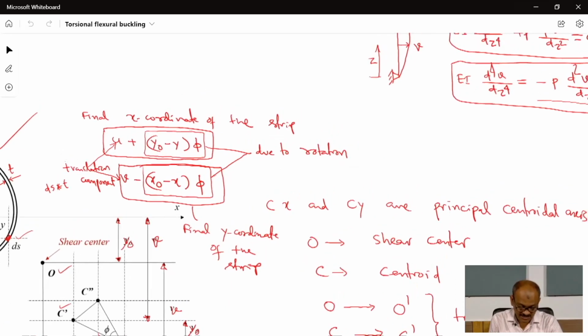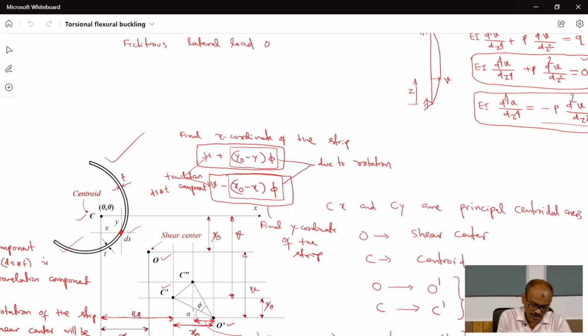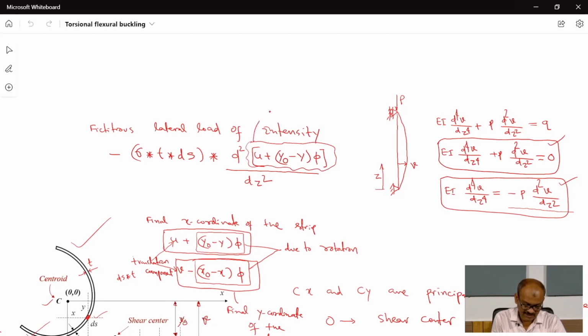And by seeing this x coordinate and y coordinate, we can write the fictitious lateral load of intensity minus sigma into t into ds multiplied by P into d square of u plus y naught minus y into phi, divided by dz square. This is the fictitious lateral load of intensity this much. This is because of x direction displacement.